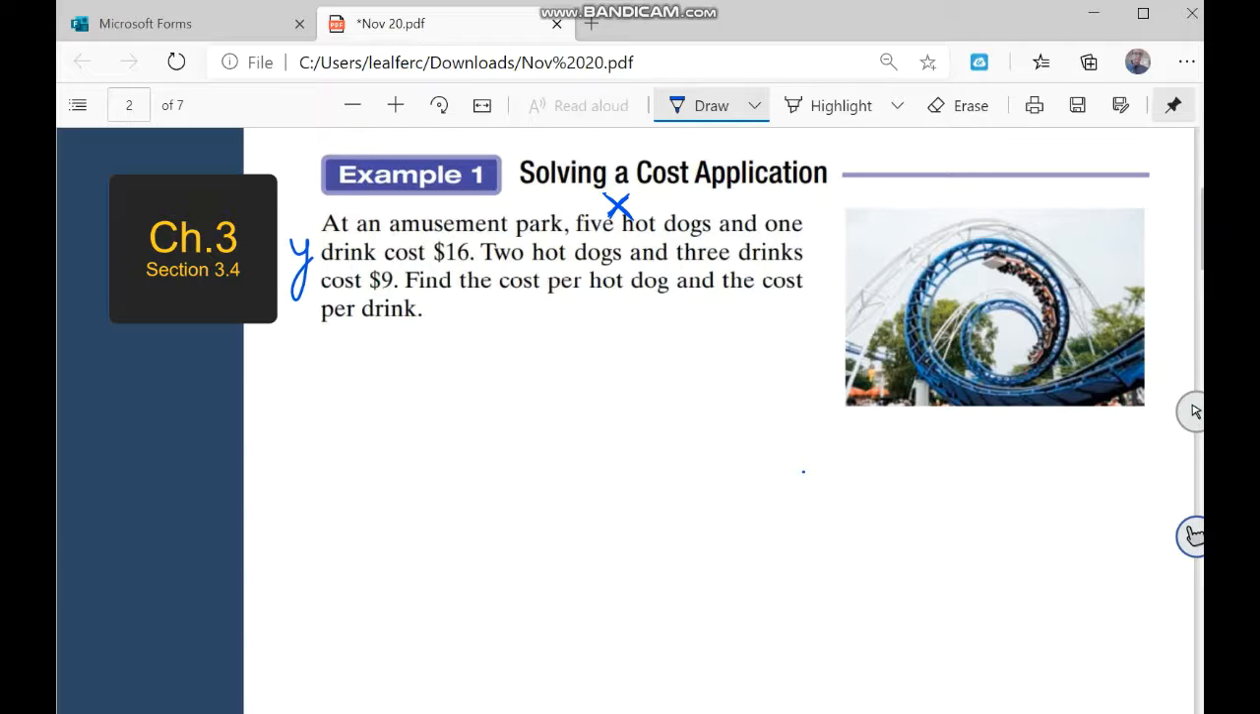So the first equation for the system is going to be 5 hot dogs, 5X, plus 1 drink, plus Y, equals 16. So this is the first equation. The next equation for the system: 2 hot dogs and 3 drinks cost $9. So 2 hot dogs, 2X, plus 3 drinks, 3Y, equals $9. Now we have the system.